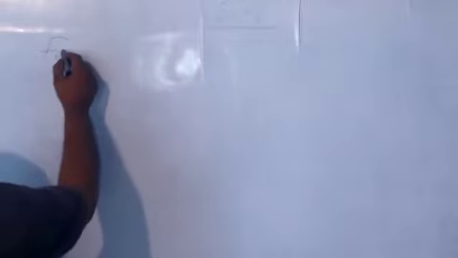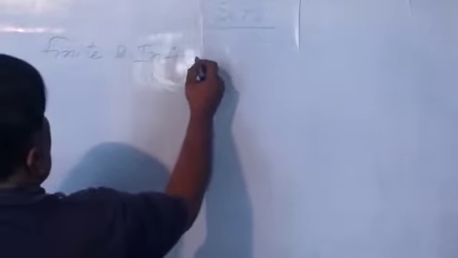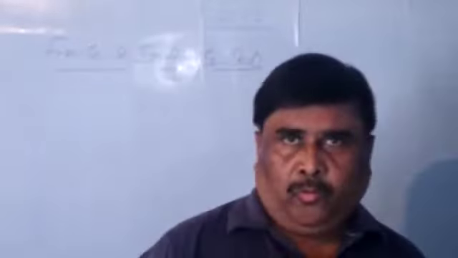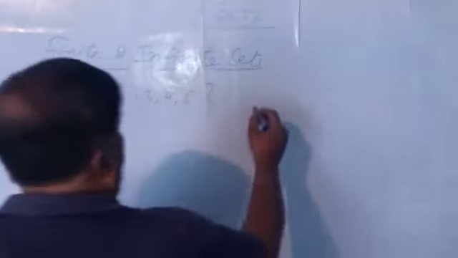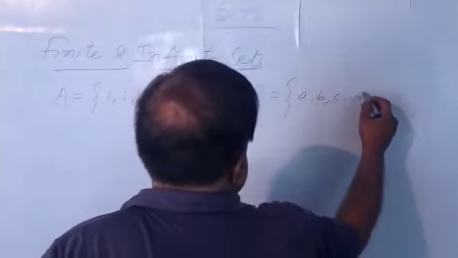Now our next topic is finite and infinite sets. To explain this topic, we take some examples of sets. Suppose A is a set in which the elements are 1, 2, 3, 4, 5. We take another set B of alphabets A, B, C, D, E and F.